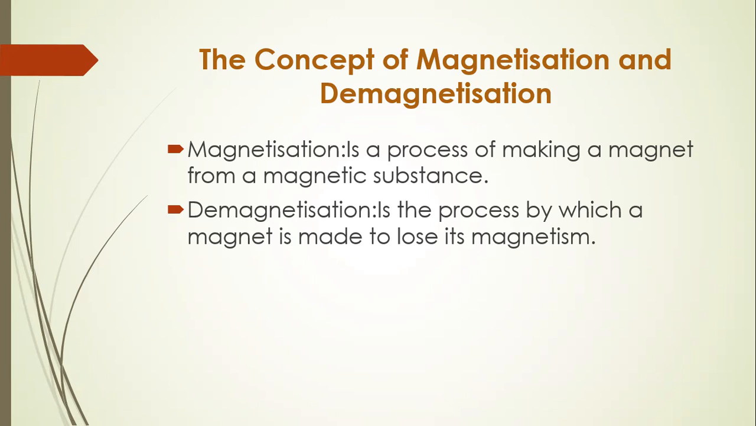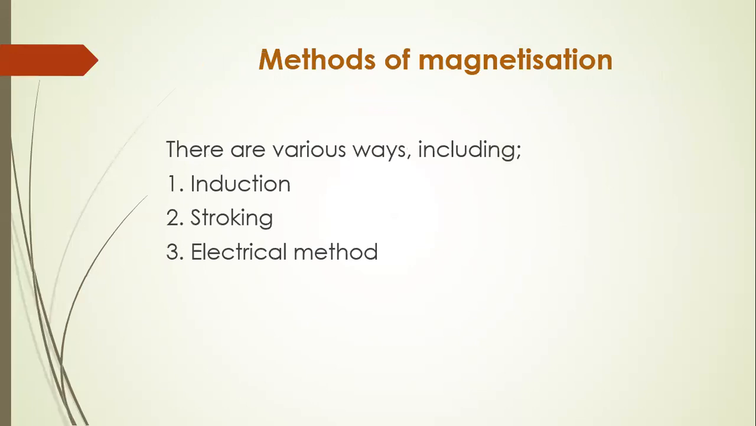Magnetization is the process of making a magnet from any magnetic substance, while demagnetization is just the process by which a magnet is made to lose its magnetism. So demagnetization is just the opposite of magnetization. Now let's see the various methods which you can use to magnetize a substance or a component.